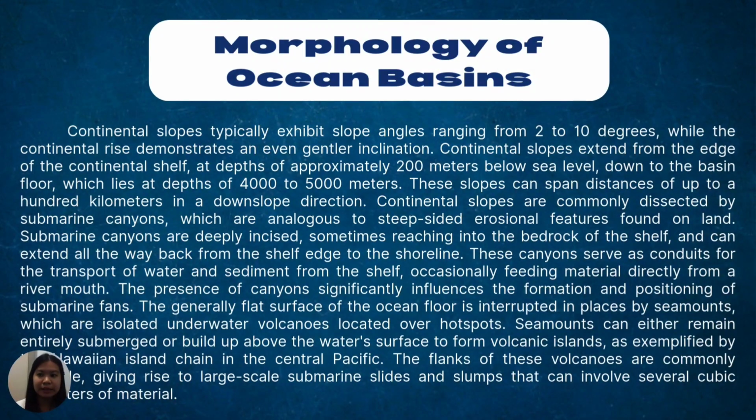The next one is we will talk about the morphology of ocean basins. The continental slope descends steeply from the edge of the continental shelf at about 2,000 meters depth down to the deep ocean floor at depths of 4,000 to 5,000 meters, typically with angles between 2 and 10 degrees, often extending up to 100 kilometers.